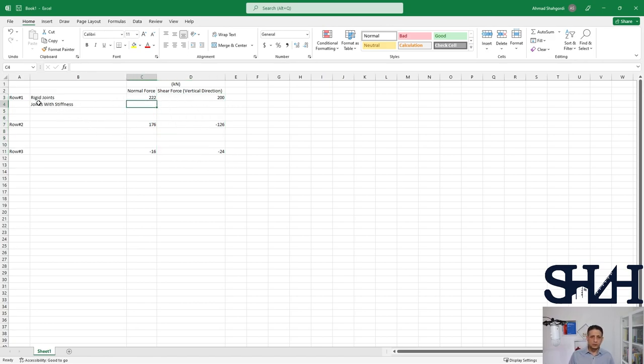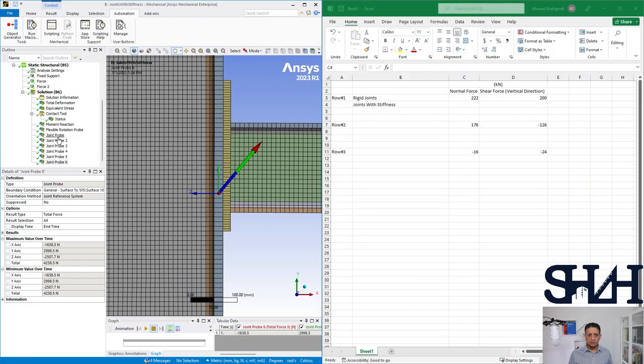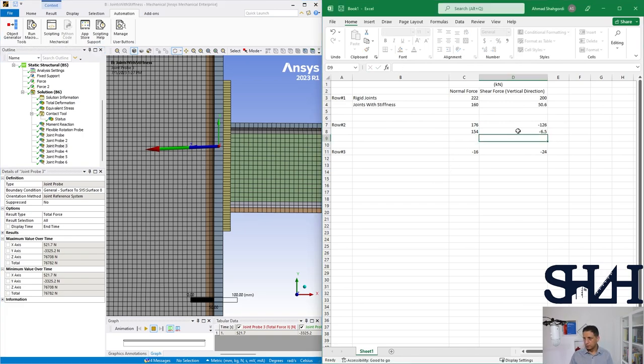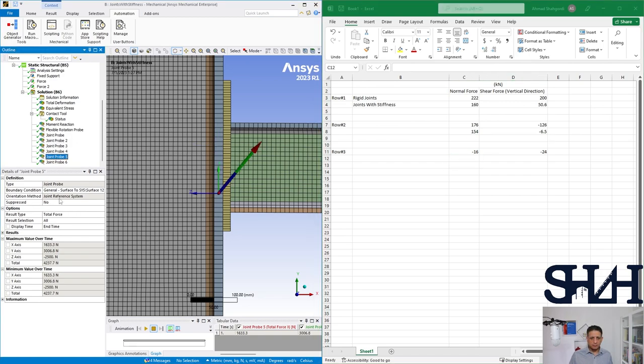Now let's go with the joints with stiffness. So here we can check the results. 80 and 80, 160, 25 and 25, 50.6. The next row of bolts, 76.7, 76.9, 154. And shear force, minus 3.3, minus 3.3, minus 6.5. About. And row number 3, minus 2.5, minus 2.5, minus 5. And shear force, 3 kilonewton and almost 3 kilonewton, so 6 kilonewton also here.